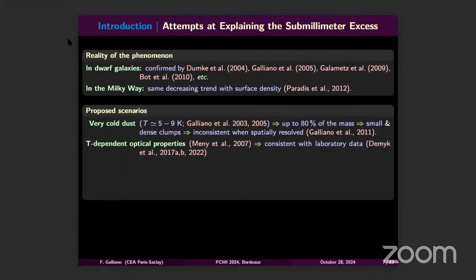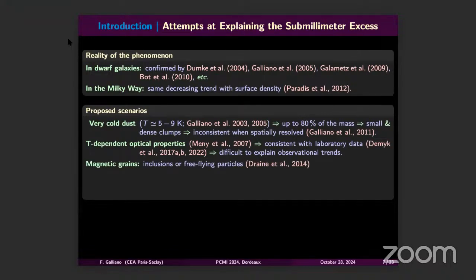There are other explanations. One is that it could come from some solid state effect, some temperature-dependent optical properties. That's an effect that is also seen in the laboratory. There are some optical properties that show a real change of slope in the submillimeter regime. But the fact that it depends on the temperature makes it very difficult to explain the observational trends, which don't seem to depend very much on the temperature, but rather on the column density.